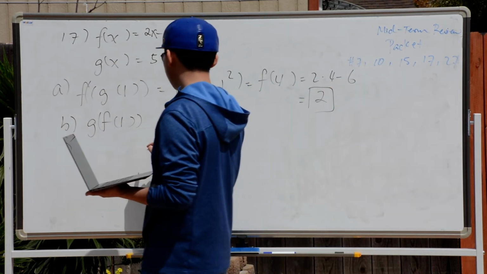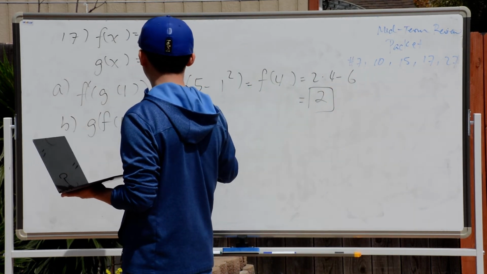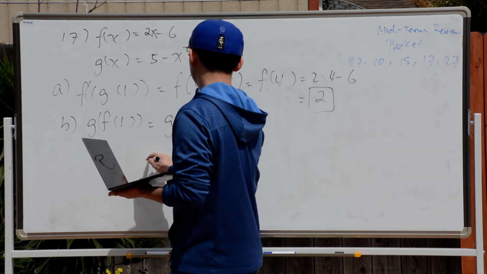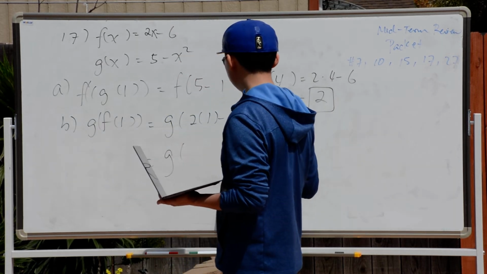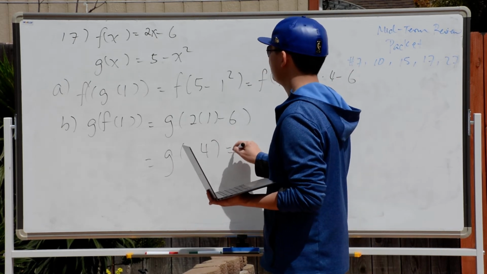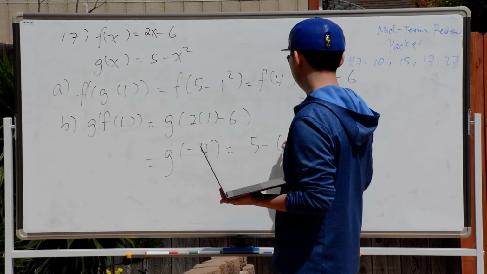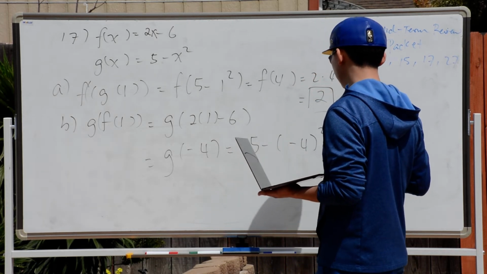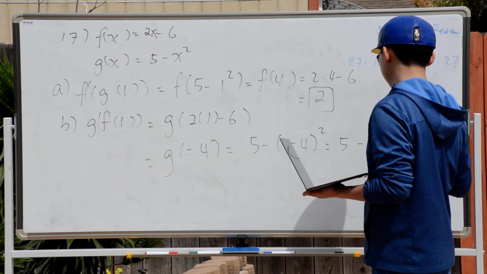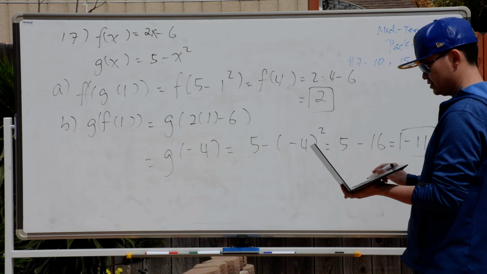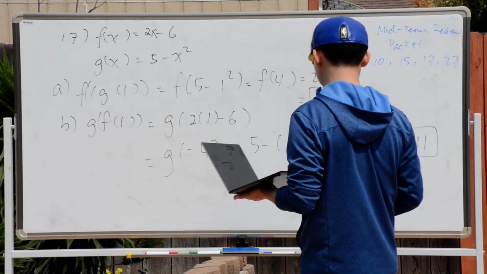And then for g of f of 1, we have 2 times 1 minus 6. So evaluate this first. So 2 times 1, that's 2 minus 6, so it's negative 4. So g of negative 4, so 5 minus negative 4 quantity squared. So it's 5 minus 16, then that would be negative 11. Okay, so it's not that bad for 17.